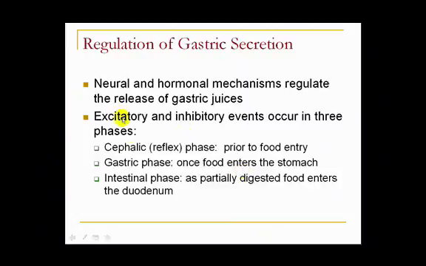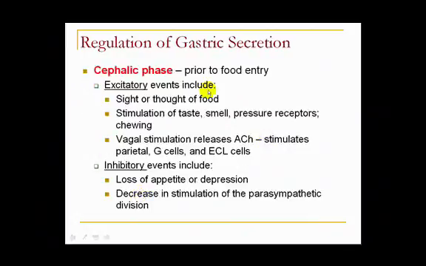So what we're going to do is we're going to go through each of these 3 phases, and we're going to talk about what excitatory and inhibitory events occur before the food gets to the stomach, what events occur when it gets to the stomach, and the events that occur once it leaves the stomach and enters the intestines. So let's first look at the cephalic phase, prior to food entering. Cephalic refers to the head region anatomically, so I think of it as these are things that happen within your head. So things that will excite gastric secretions.